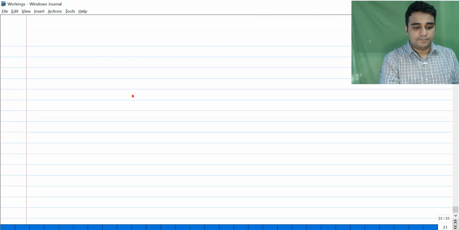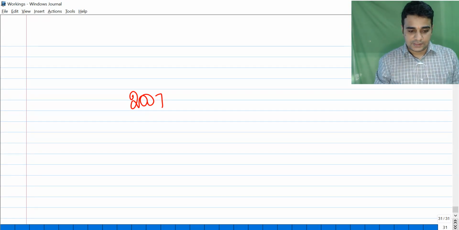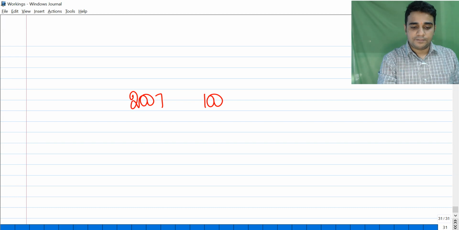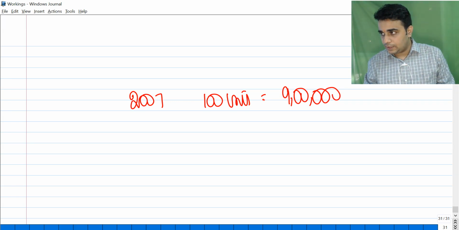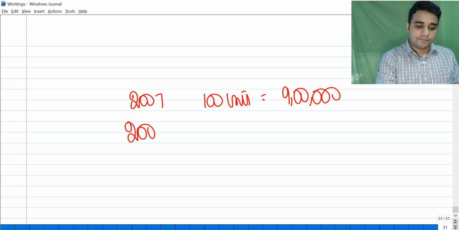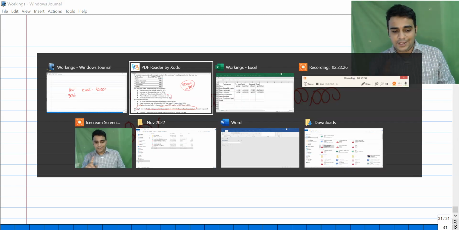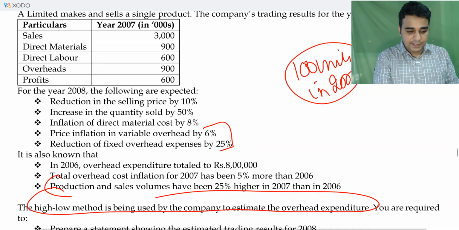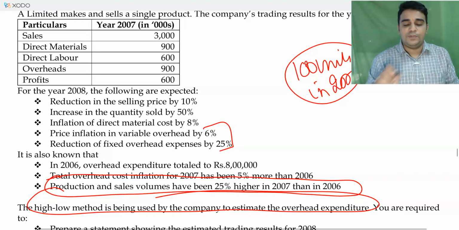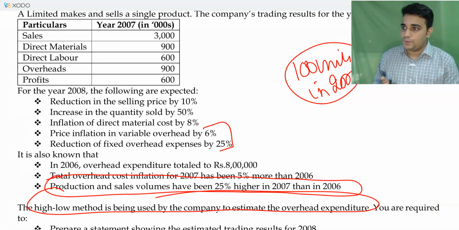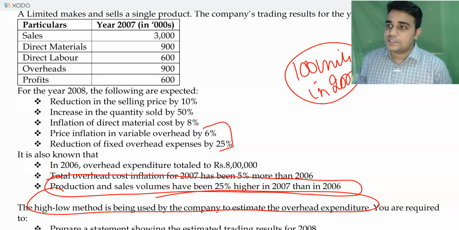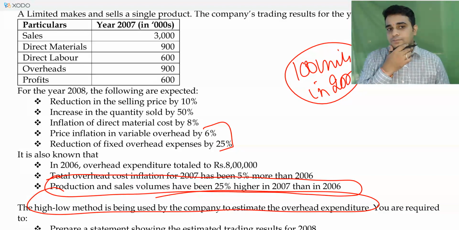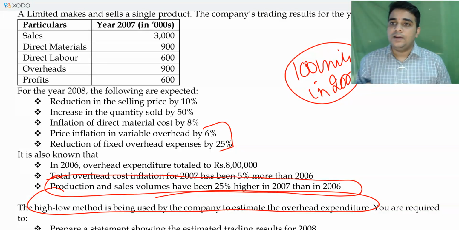2007, you can write this in some time. 2007, 100 units, 9 lakh rupees. Okay. 2006, read the question carefully. Using this line, can you tell me how many units will be in 2006? Read this line carefully and tell me the number of units in 2006. 2007 is 100 units. What should be 2006 production? It will be 80, not 75.